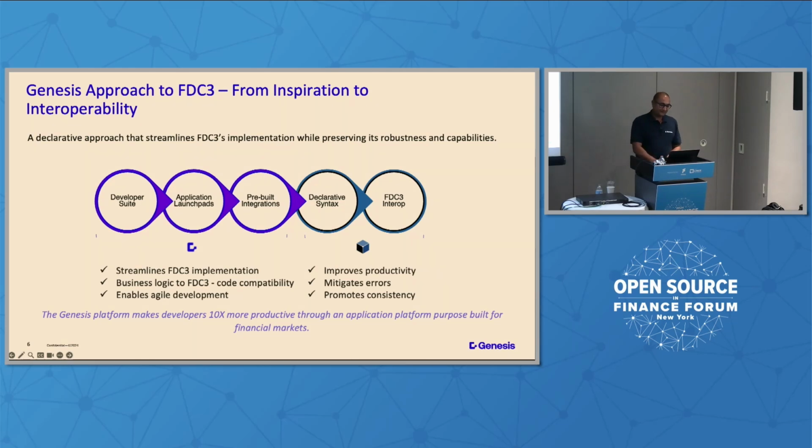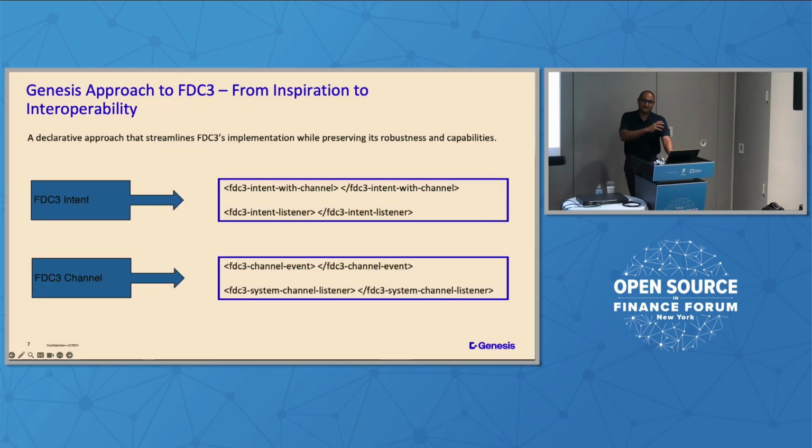Now, for a minute, let's go back to the building blocks of FDC3 we just discussed. The two ways to do FDC3 communication are FDC3 intent and channel communication, right? In Genesis, what we have done is we have built custom HTML elements, or web components, that you can use anywhere in your web page. And you don't have to worry about any of the TypeScript or JavaScript code. And I'm going to show it today.